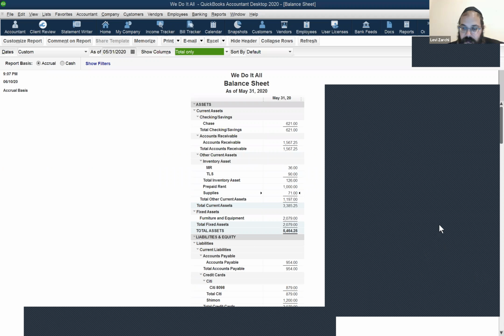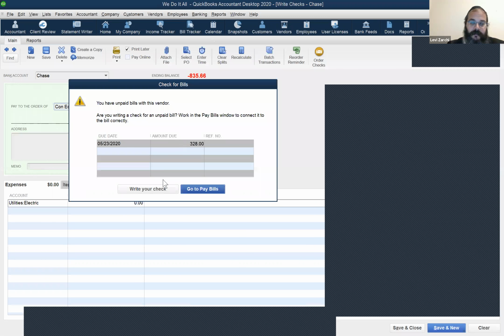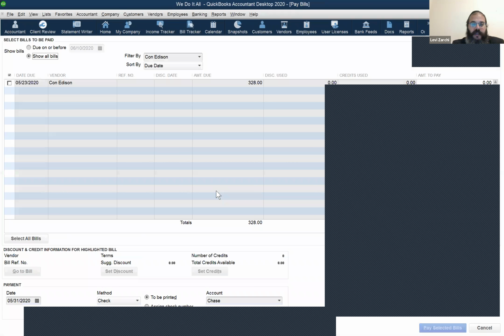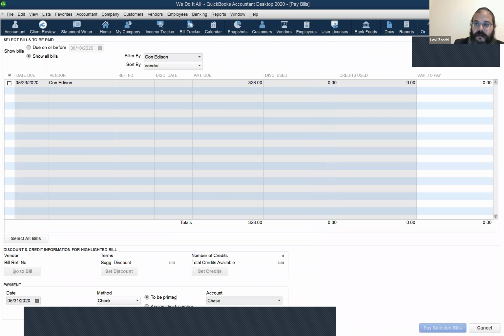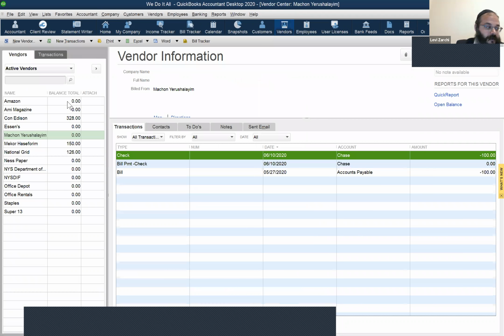I see one question back at 8:53, which is for Mati, who wants to know what's the wrong way to pay Machon Shalayim. The wrong way, we said, is if you go write a check, Control W, write a check to Khan Edison, and it's going to tell you that you have a bill. If you already entered the bill, then don't write the check. Go to pay bills and pay it. But if you would write the check anyway, then you would have to set a credit against that, because even though QuickBooks sees in the vendor center that the bill is paid off, in the pay bills, this is what's called the accounts payable section.